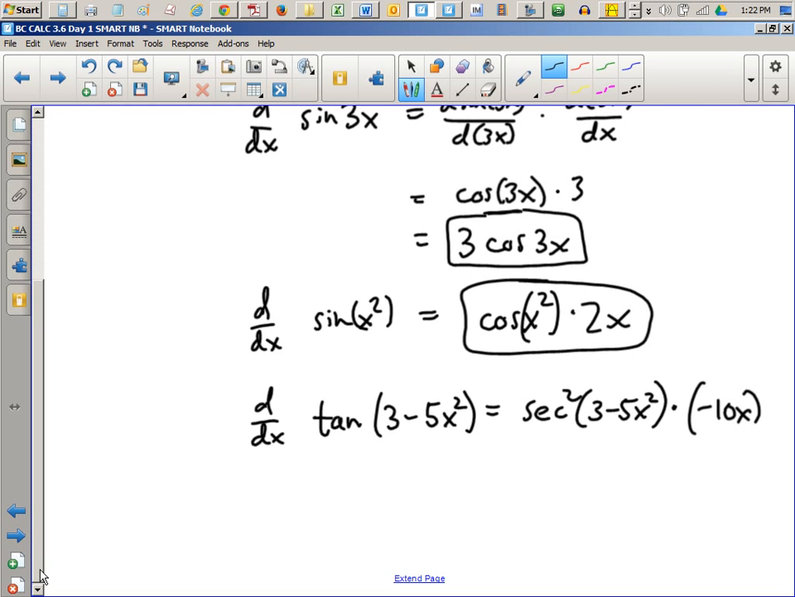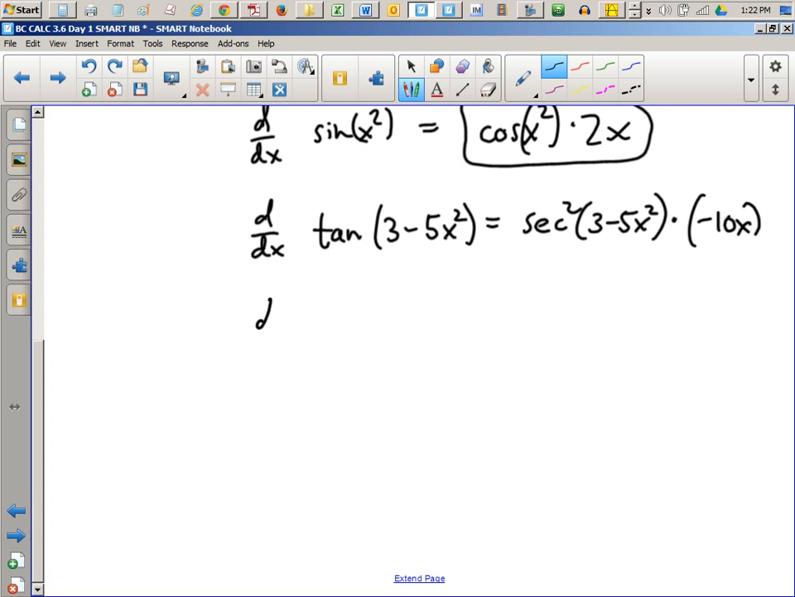It's almost like I'm ignoring the 3 minus 5x squared at first, but then I caught it later. You know, I was just pretending it was not worth taking the derivative of that. But I actually did take the derivative of it, I just tacked it on at the end. Okay? Let's try this one. d dx of sine squared x. Not the same as sine x squared, right?